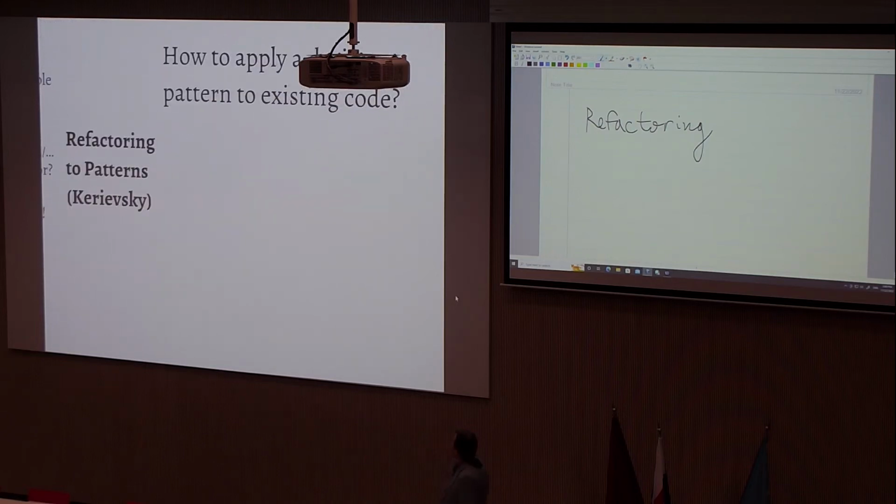And it's not that easy to just apply a pattern. Lots of things that Kiryevsky describes are about how to apply design patterns to existing code. It's no longer, okay, you have an empty file and you start writing your code and you apply your pattern there. You have your code, but you need to refactor it to change it so that it follows a particular pattern.